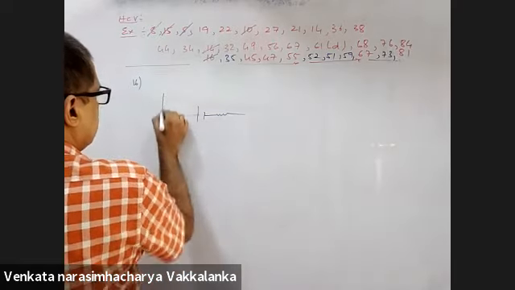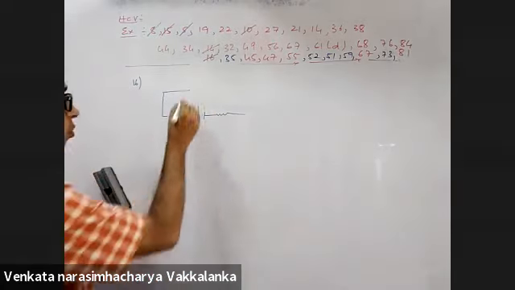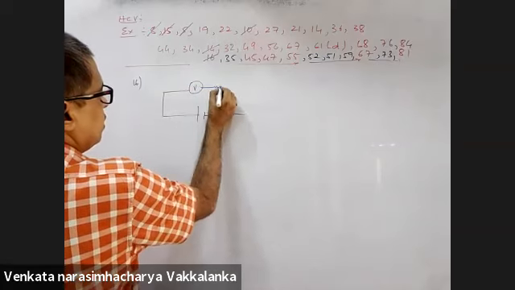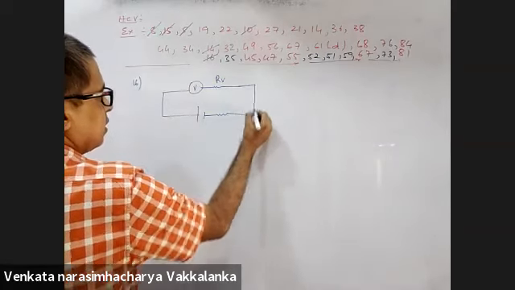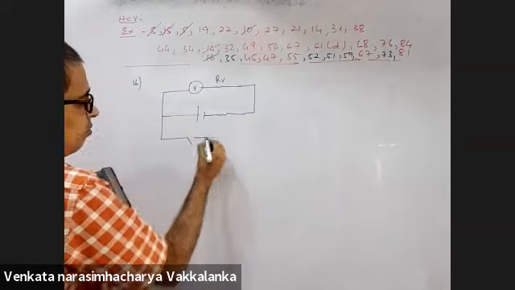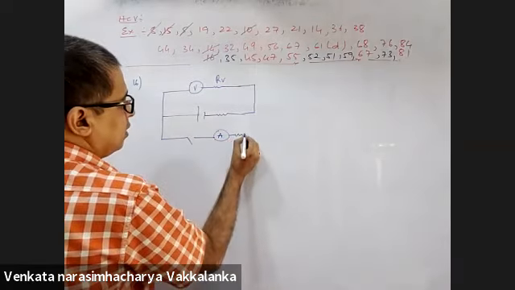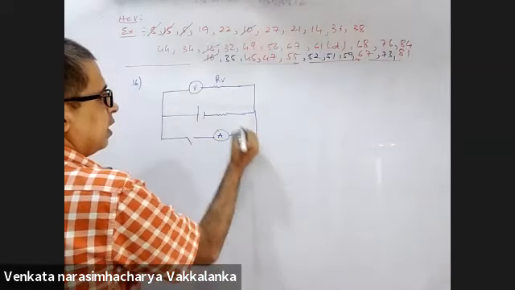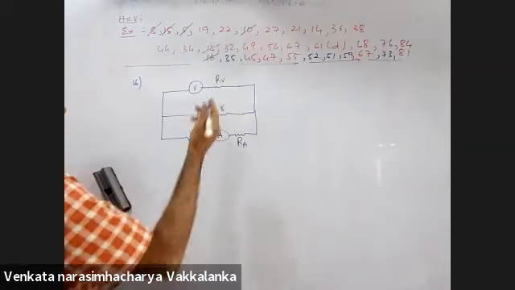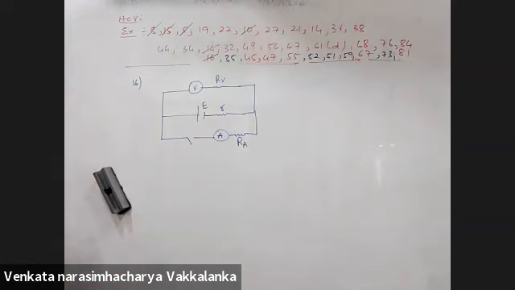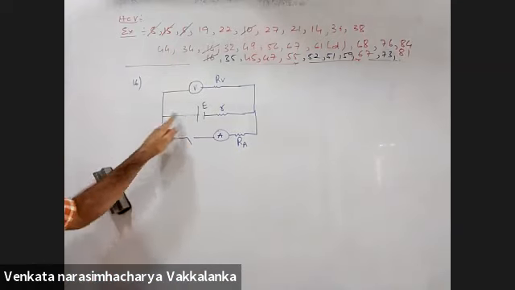Just like KVL, the job will be done. You have a voltmeter and certain resistance of the voltmeter. You have a switch here and ammeter with certain resistance. I will call this RA. This is internal resistance, EMF of the battery. Switch S is open, that means this is the only circuit.